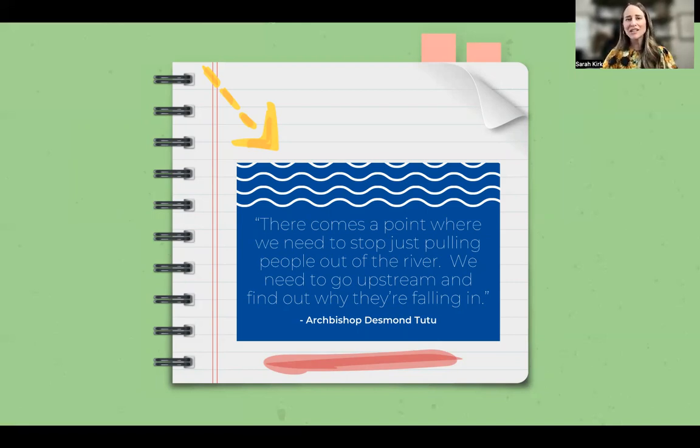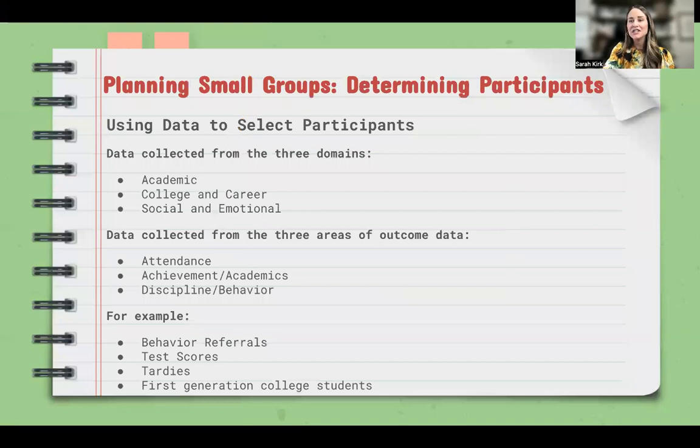I don't want all of my small groups to be reactive to students who have already fallen in. I want to be able to look at my data and figure out who needs this additional support and provide it right away. And that's what we can do when we appropriately plan our small groups and we use some data to drive how we determine who our participants are. So there's a lot of different data we can use and a lot of different ways we can determine our participants.